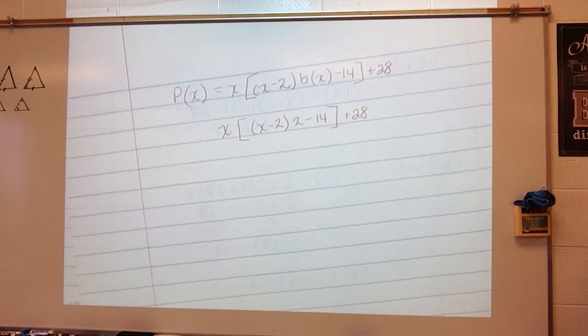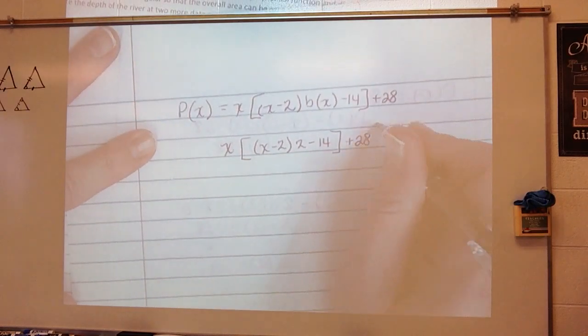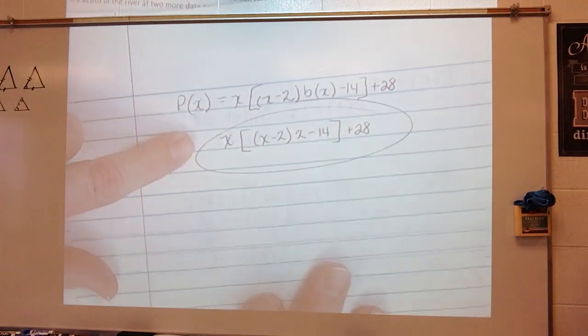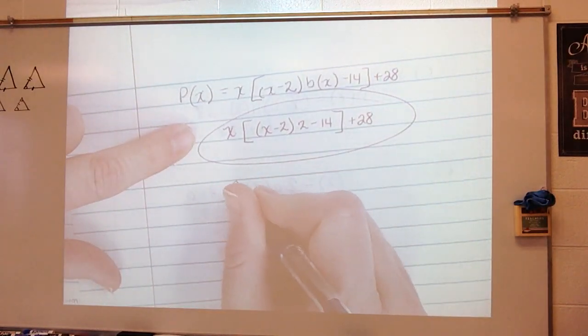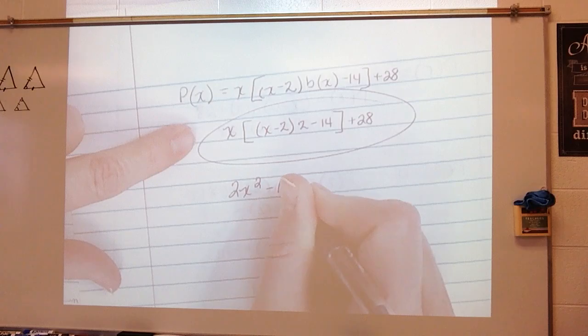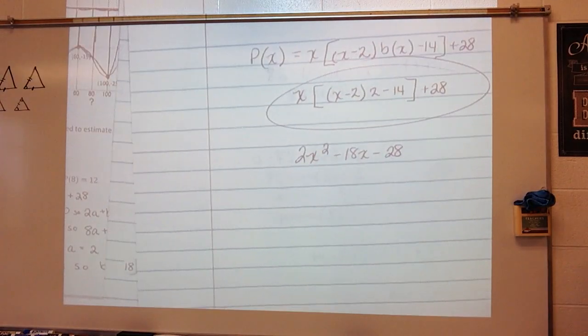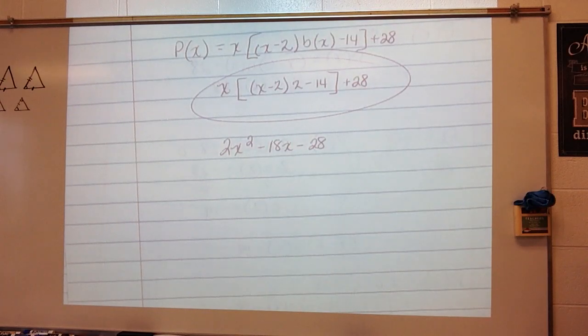Do the 3 points satisfy this equation? In other words, I'm going to put these 3 points back in. We find out that they do satisfy. So for our final check, we're going to write the polynomial that we just found in standard form. I would multiply everything through, and when I do that, I get 2x squared minus 18x minus 28. Like I said, I don't know if it's easier or harder.